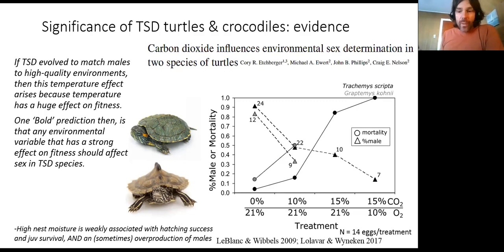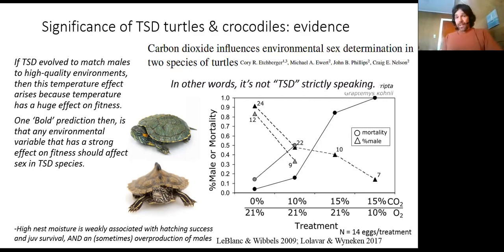I'm not going to go into any particular studies to say this, but there's also some evidence that moisture in a nest is associated with high quality phenotypes. When you have more moisture, the offspring are a little bit more robust. Some papers have tried to show that high moisture environments are also associated with more males. They're a little bit less convincing, but there's some evidence there as well.